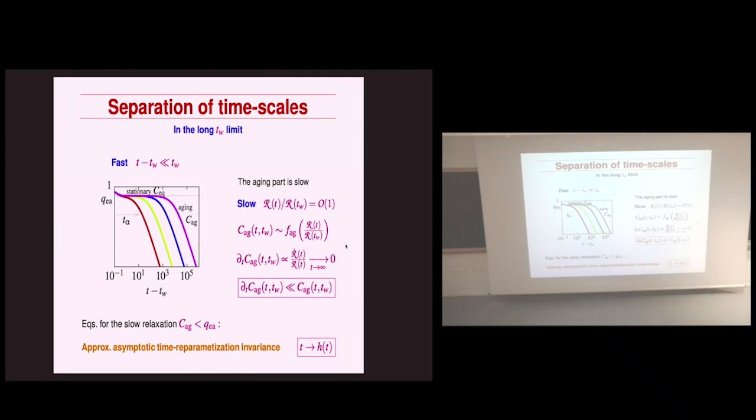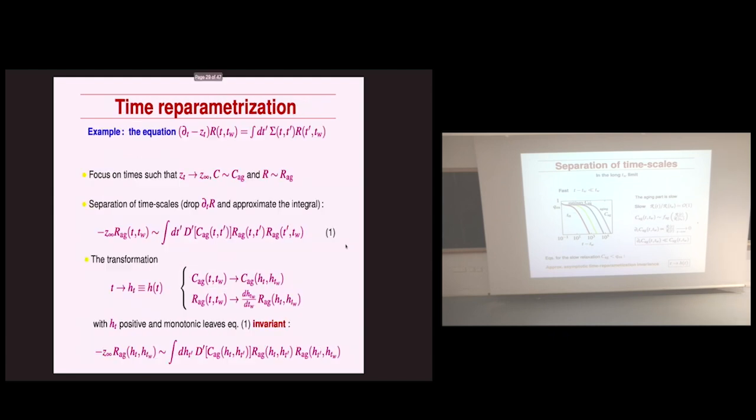Now, if you look at those equations, complicated Schwinger-Dyson equations, and you drop the derivative, and you work a little bit with all the integrals that were on the right-hand side, you realize that the equations acquire an invariance under t going to any function h of t. Okay, so let me show it in more detail here.